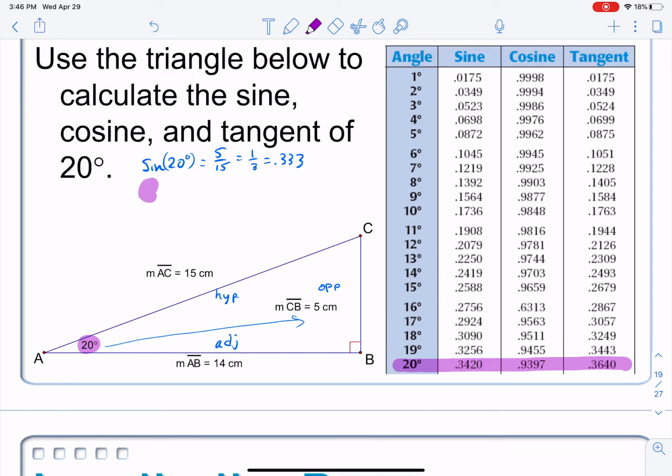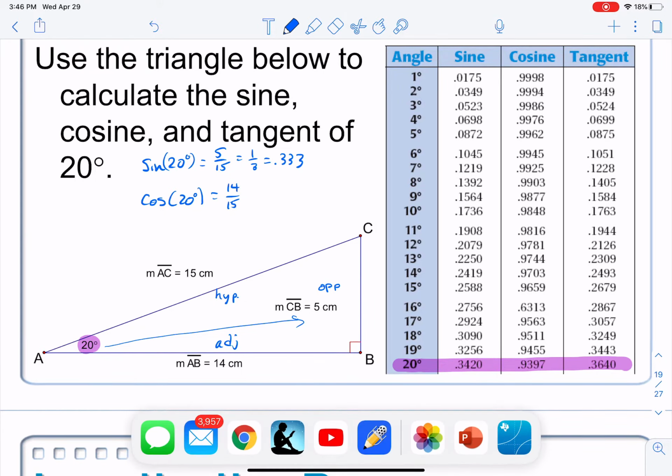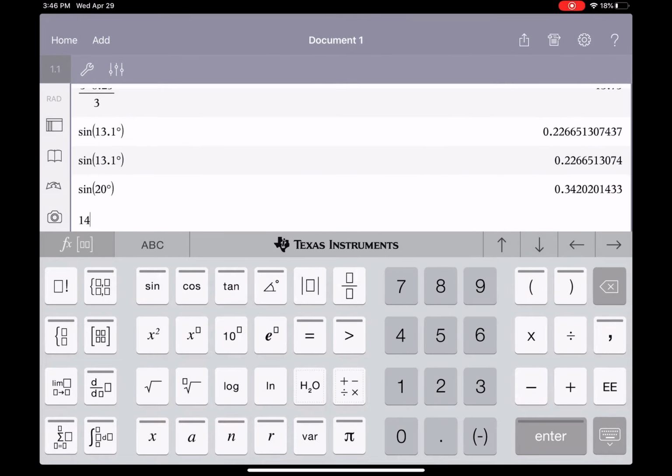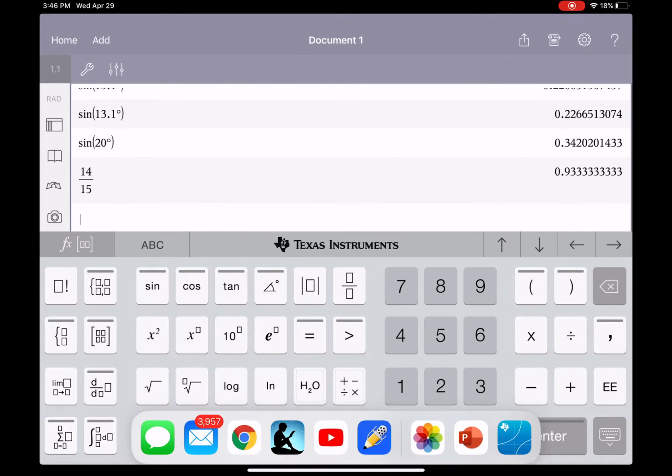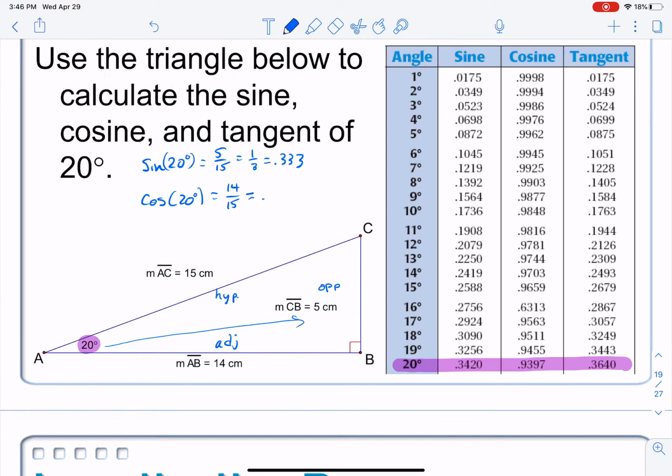Let's do the same thing for cosine. The cosine of 20 degrees. Cosine, its ratio is supposed to be the adjacent, which is 14, over the hypotenuse, which is 15. 14 over 15, not doing that one in my head. Calculator will do it for me. 14 divided by 15, approximately equal to 0.933333333. Of course, 933 ish.